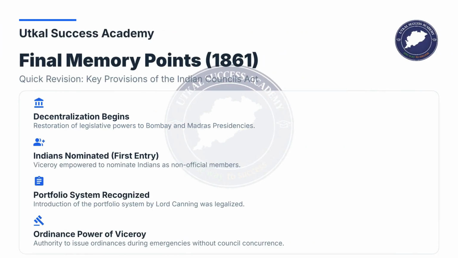To summarize the 1861 Act, it restored legislative powers to provinces, introduced the portfolio system, and gave the viceroy the power to issue ordinances in emergencies. It also marked the minimal Indian involvement in governance through nomination.